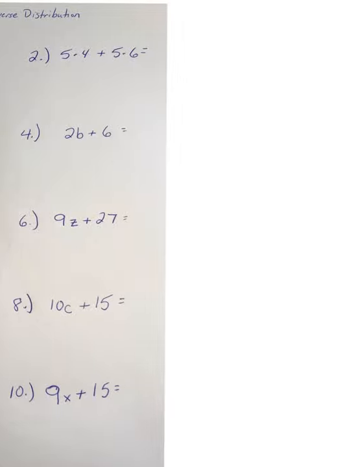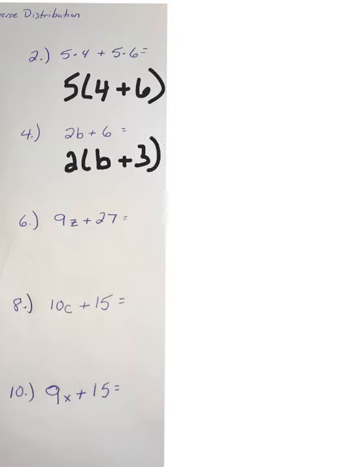Switching to the other side, you would decide which one you're going to take out. Looks like there's a 5 in both. Did that on purpose. So 5 would come out, and it would be 4 plus 6. That would work out. The next one, we're going to take a 2 out of there. So it would be b plus 3. The next one, you'll take a 9 out of there, because 9 goes into both 9 and 27. So it would be z plus 3.